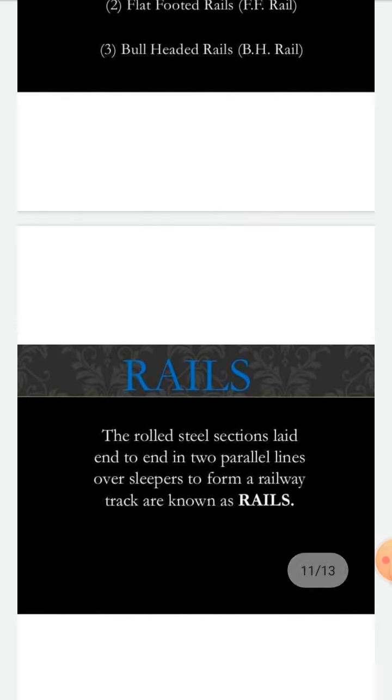Now rails: the rolled steel sections laid end to end in two parallel lines over sleepers to form a railway track are known as rails.